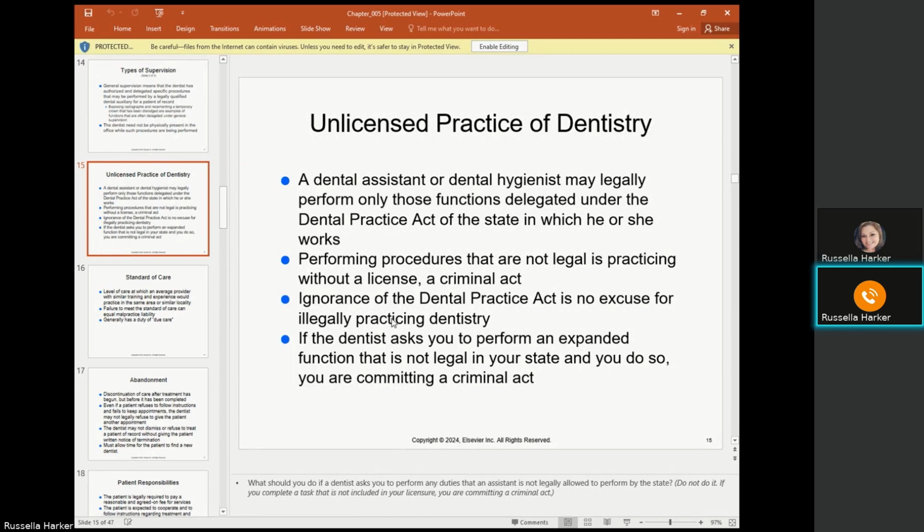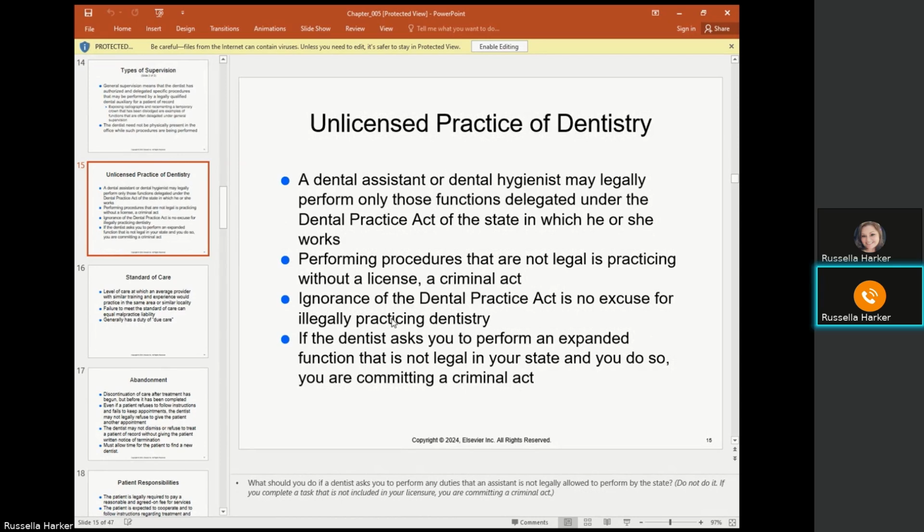The duties are very different from state to state of what assistants can and cannot do between Ohio and Michigan. So you have to know what it is that you are doing and why you're doing it and that you are allowed to do it. If you perform a procedure that's not legal, it's practicing dentistry without a license, and that's a criminal act. So that can be a felony or a misdemeanor.